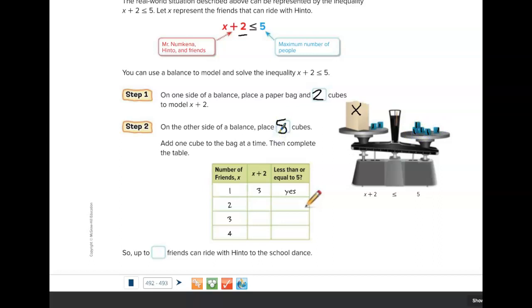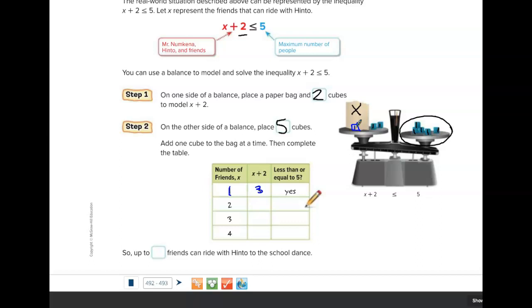Now you can see our balance isn't even because we have more cubes on this side than we do the other. So to solve this, we're going to add 1 cube to the bag at a time and complete the table to figure out what's the maximum number of friends we could have in the car with us. So if I have 1 friend, that means I have 1 person plus Mr. N and Hinto, which would mean I have 3 people in the car. So I'm going to add 1 cube there. So is 3 less than 5? And we would say yes.